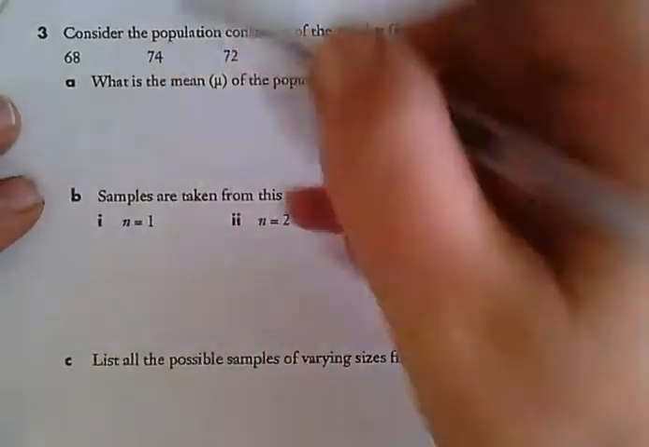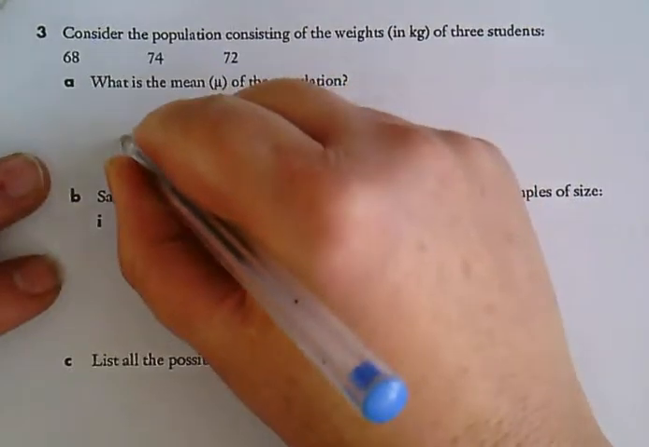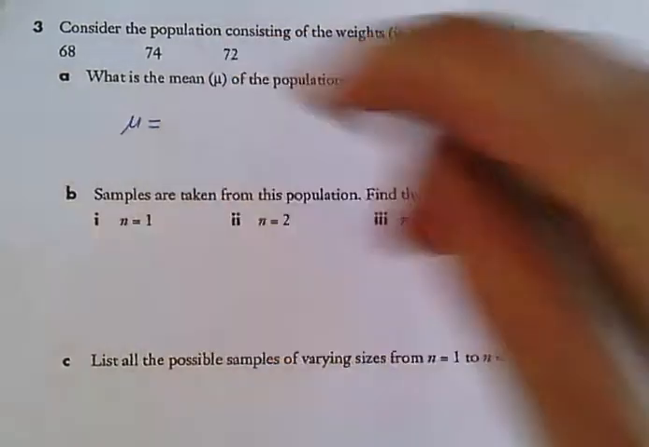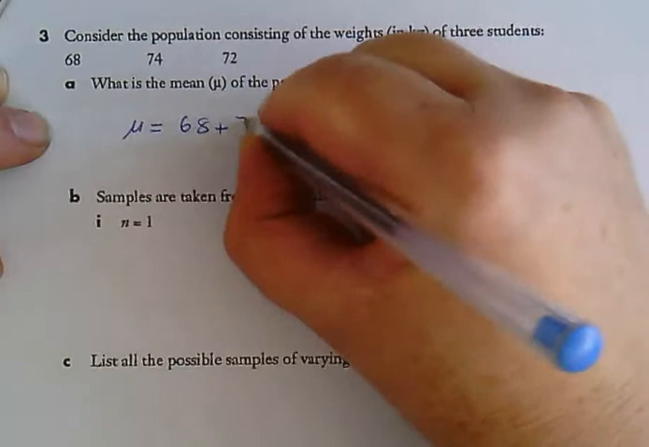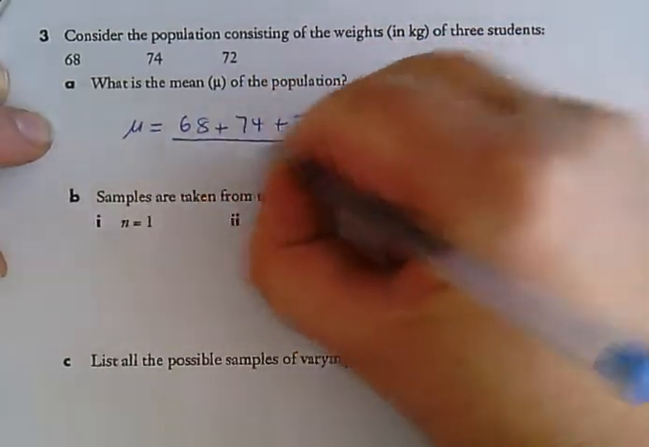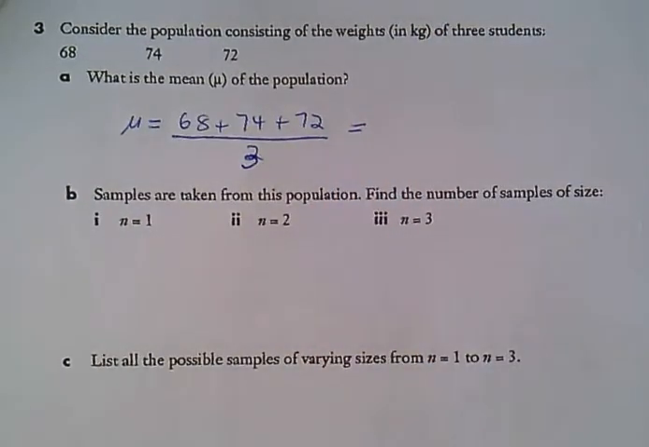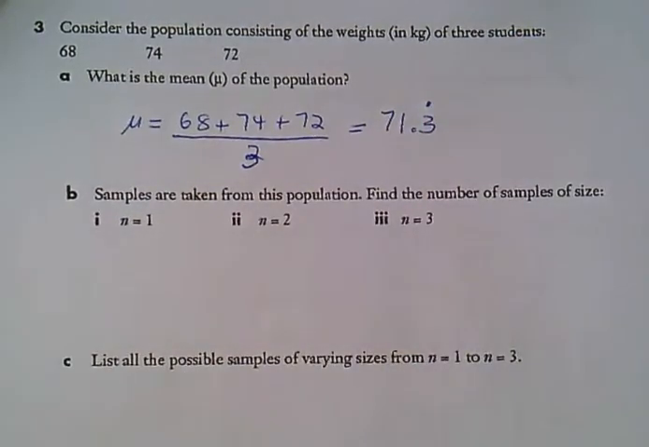So this is the whole population, three numbers. The mean of the population, mu, is what you use for the mean of a population, but only in this type of question where you're doing the mean of the means. For the rest of the exam, it's just X bar. All right, so it's 68 plus 74 plus 72, divided by 3, and we get 71.3 recurring.